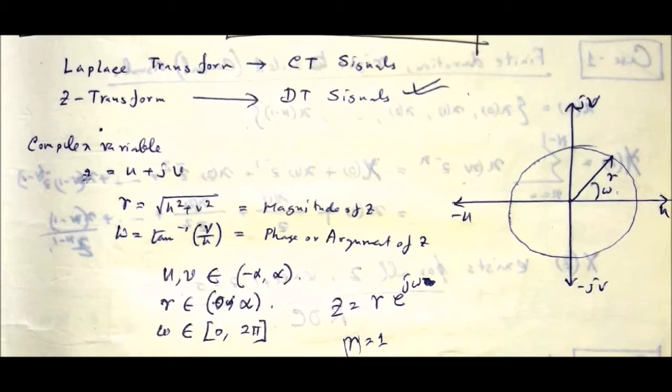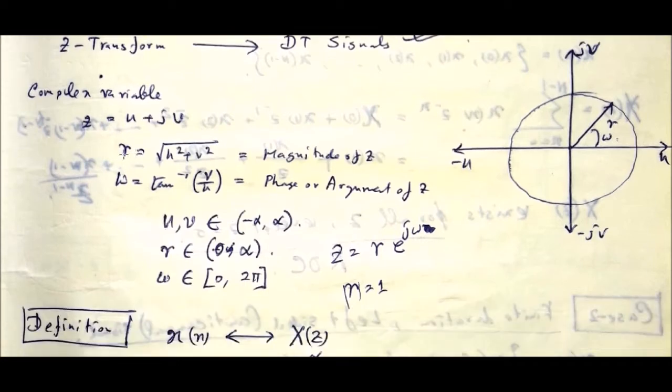You know that the complex variable z can be represented as u plus jv, where u and v both are real numbers and j is the imaginary unit. This total thing, u plus jv, is a complex variable which is represented by z. You can obtain the magnitude of the complex variable z by taking the root of u square plus v square. That is the magnitude of z, and the phase or argument of z is denoted by omega equal to tan inverse v by u.